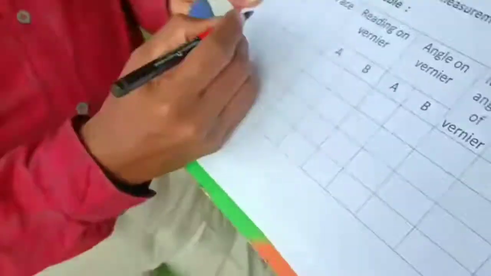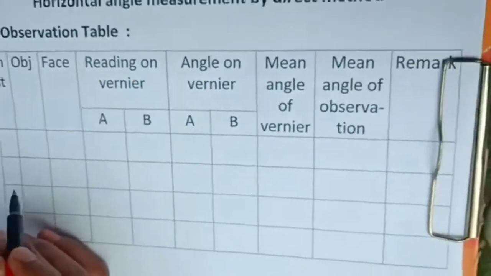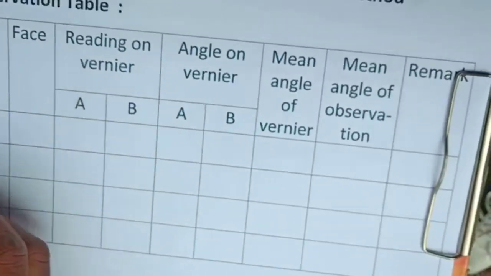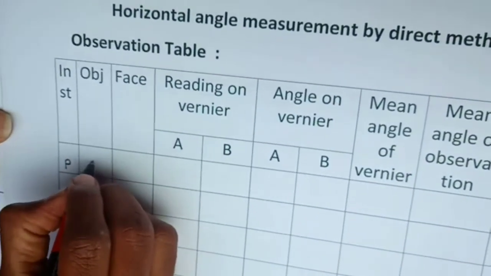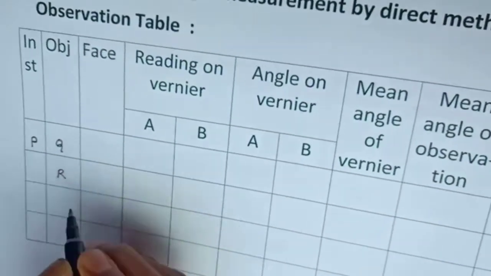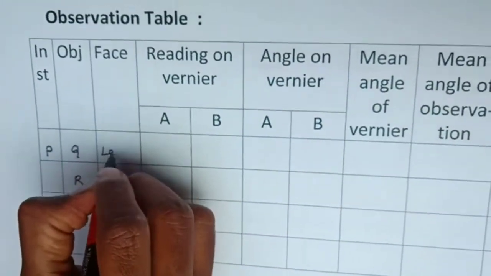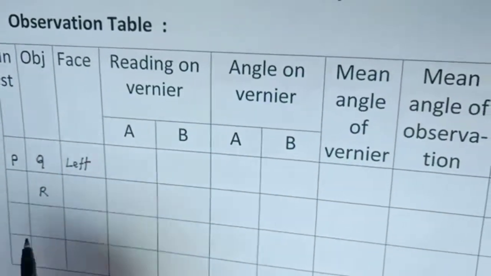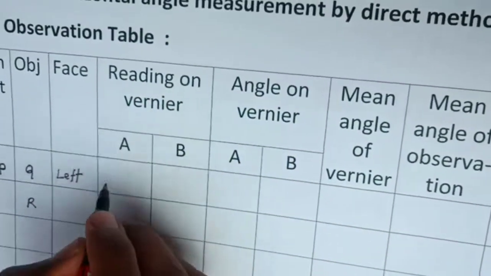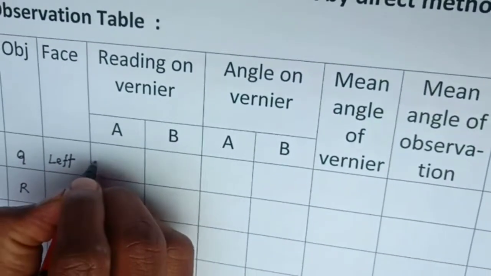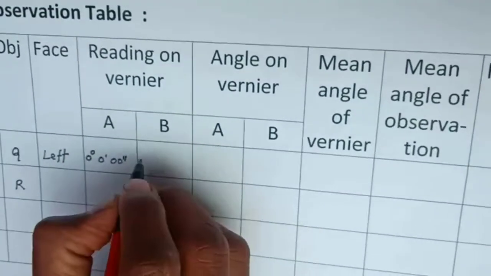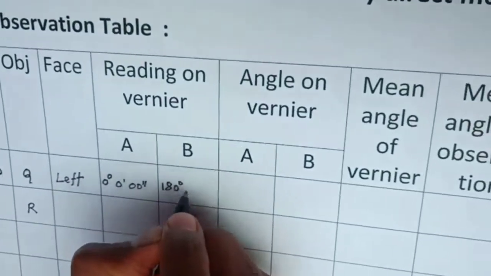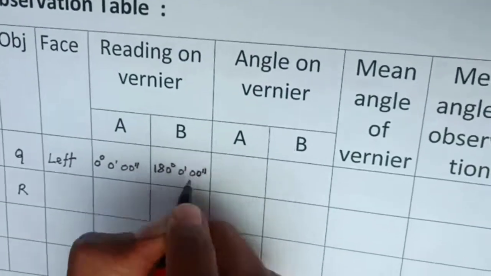Here this is the observation table for horizontal angle measurement by direct method. Our instrument station is P, objects Q, R, face left. Now here, reading on vernier: at A, when you bisect Q, the reading is 0 degree, 0 minute, 0 second, and at B 180 degree, 0 minute, 0 second. Then next step.